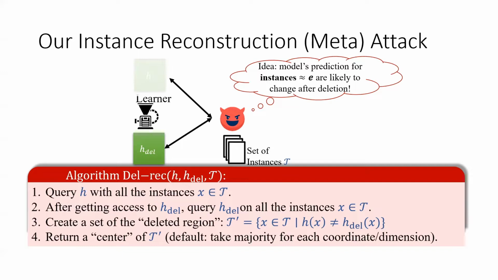It is actually a meta attack because the majority here can be general. The adversary can choose an appropriate aggregation function depending on the task. An example of the majority function is that for each bit in the data, just take the majority vote of that bit over all the examples in T prime and return a reconstruction based on that.